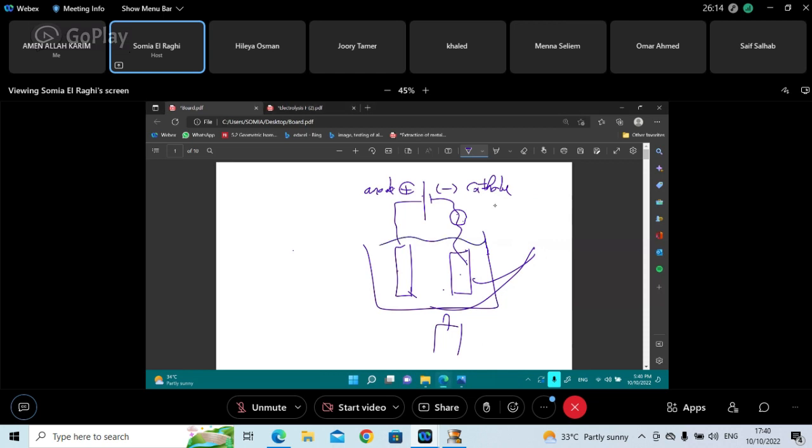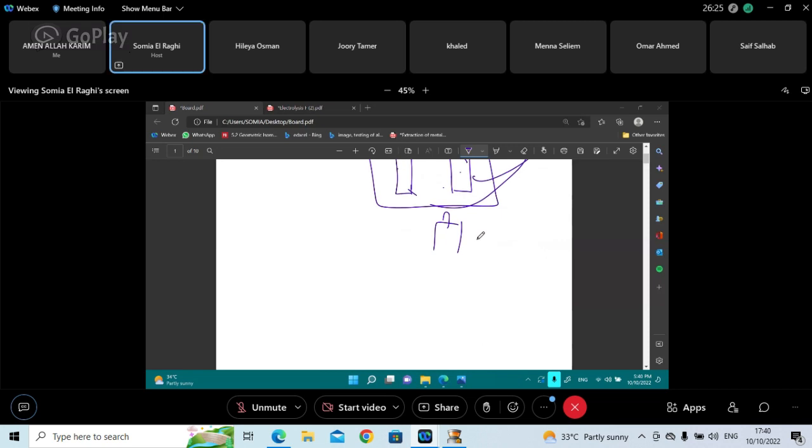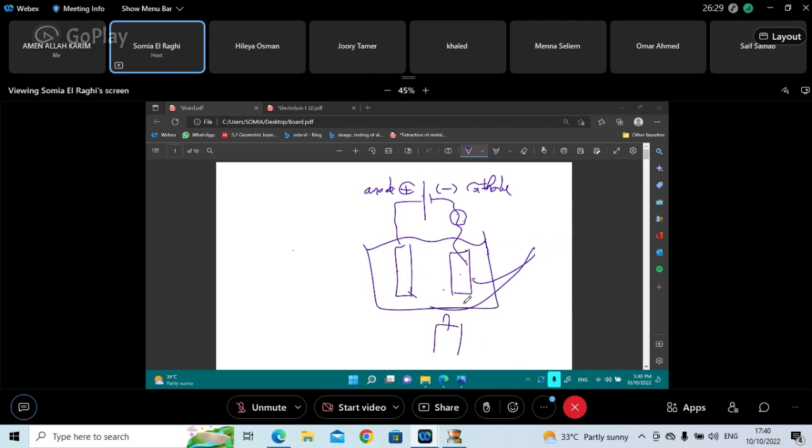And here we talked about our electrolyte. We talked just last time about electrolyte. It is either molten or aqueous. The definition, to remember it again: electrical energy is used to break an ionic compound, molten or aqueous.